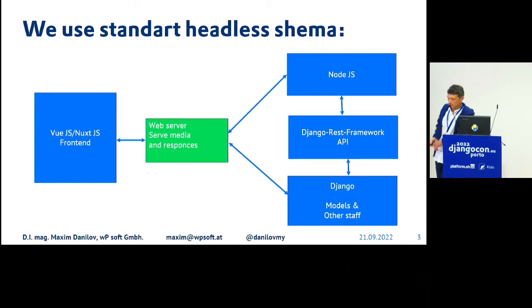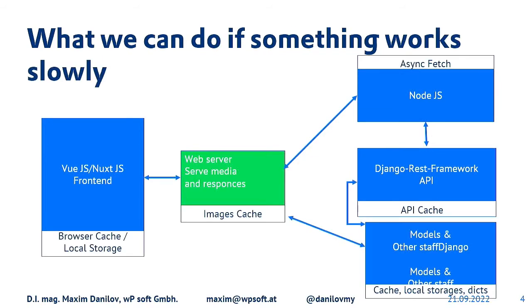And after that, we think about what we should do. This all works slowly. And after that, we start to use cache. We start to use cache in the browser. We start to use cache on the web server, image cache. We start to use async fetch on Node.js. We use API cache, and we start to cache something in Django functions. But it works slowly. What can we do?